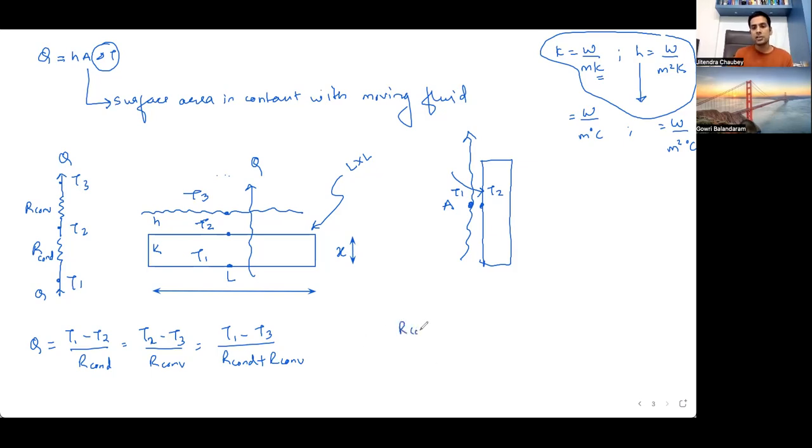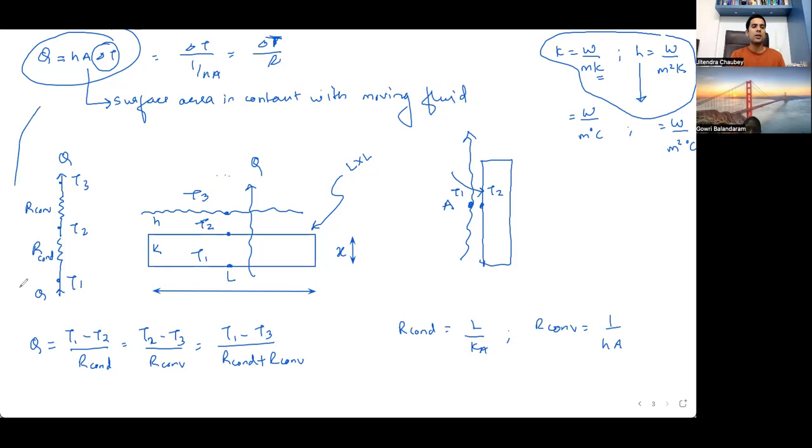Where R conduction is equal to L by Ka, and R convection is equal to 1 upon Ha. It is basically the formula delta T upon 1 upon Ha is equal to delta T upon R. They have just formulated this formula in electrical analogy.